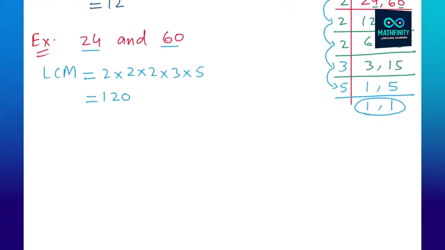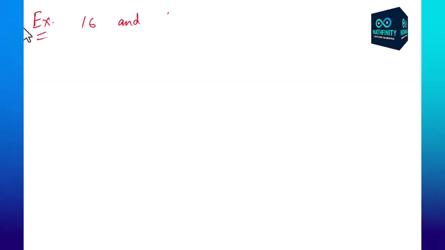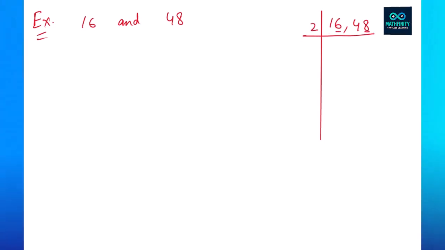Another example related to this one. Find out the LCM of 16 and 48. So we will use the same method, 16 and 48. As the last digits are even numbers, we can divide by 2. What is the answer we will get? 16 divided by 2, 8. 48 divided by 2, 24.